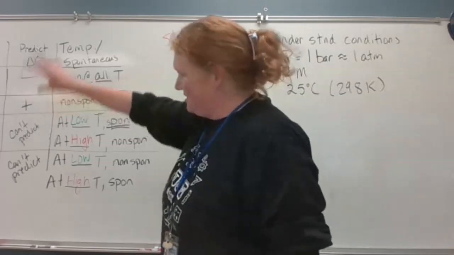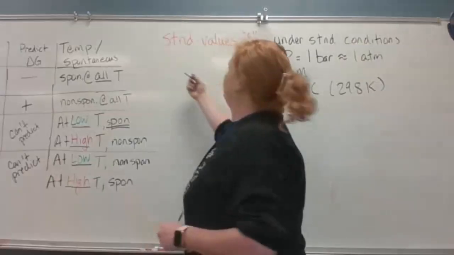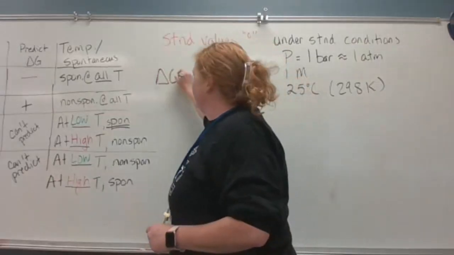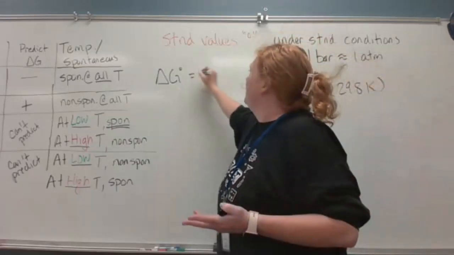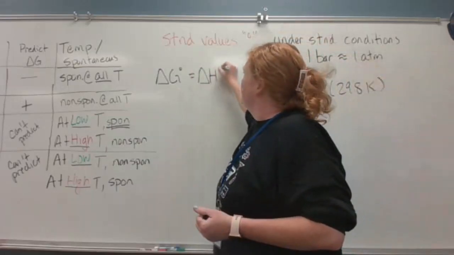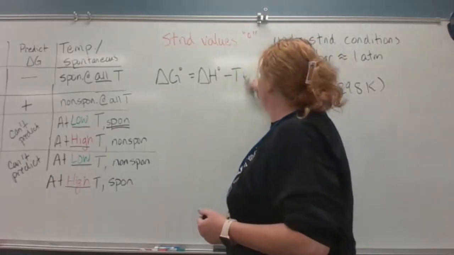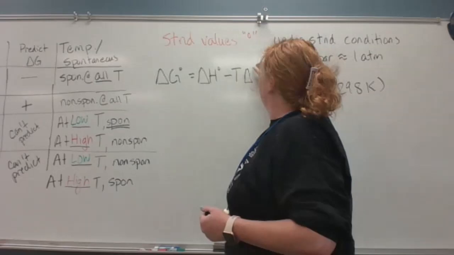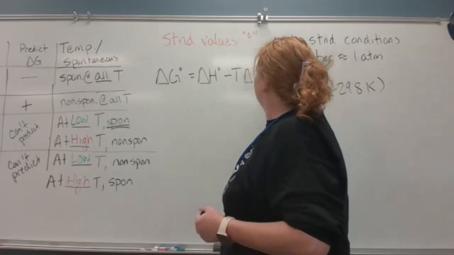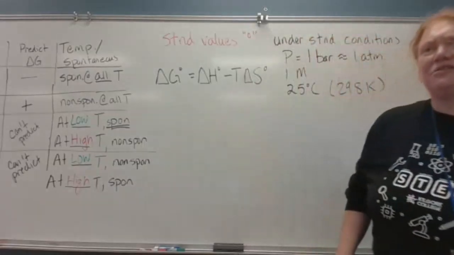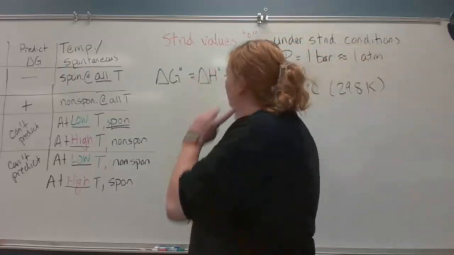If I'm going to use standard values and I'm solving for delta G, the only difference is that in the equation, I would be writing the degree symbol. That's the only difference. All right. So standard enthalpies and standard entropies are calculated using a formula.